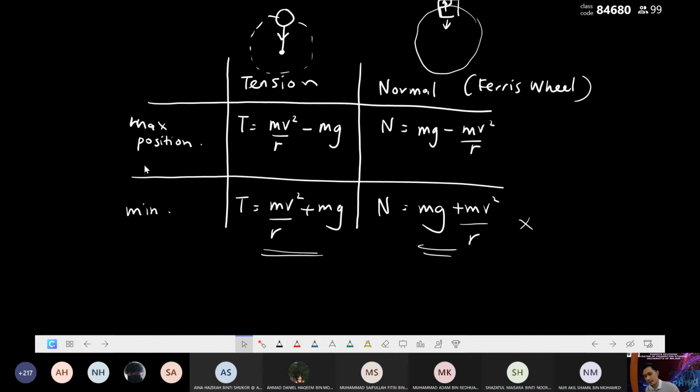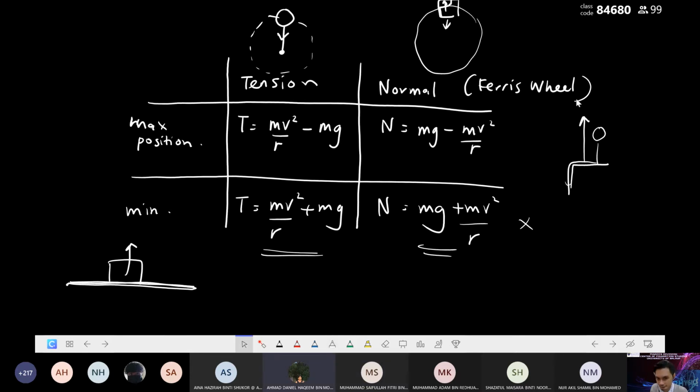So normal force means anything in contact with a surface. For example, if I have a plane and a box, then it has contact with the plane itself, and only then does the normal force exist. For example, in a Ferris wheel, the plane comes from the seat. They sit on the chair, so there is a normal force upwards. That is the meaning of normal force. But for tension, there is no normal force because it just hangs like that. There is no contact with any other plane.